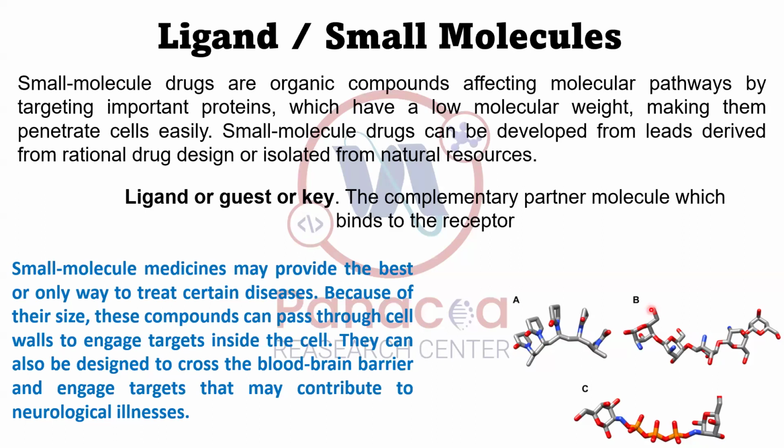If you read about pharmacokinetic properties, especially drug-likeness, Lipinski's rule of 5 or Veber's rule, then I think you will understand why we choose low molecular weight, especially less than 500 grams per mole, making them penetrate cells easily. Small molecule drugs can be developed from leads derived from rational drug design or isolated from natural sources. So we can take a synthetic drug, or we can use natural medicinal plant-based compounds. So ligand, guest, or key, we can use any terms.